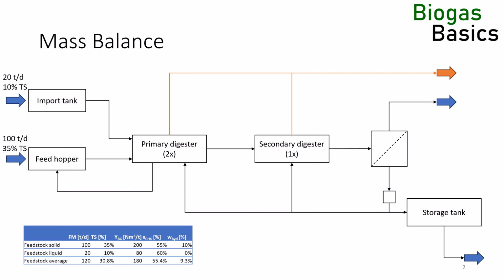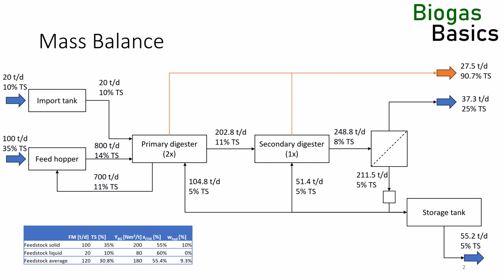From there, the digestate is pumped to the separator. Solid digestate drops into a bunker, the process water runs into a process water tank from where it is pumped into the primary and secondary digesters for dilution. Excess process water becomes liquid fertilizer and is pumped into the storage tank and eventually leaves the site. We can do the mass balance and now know all mass flows.